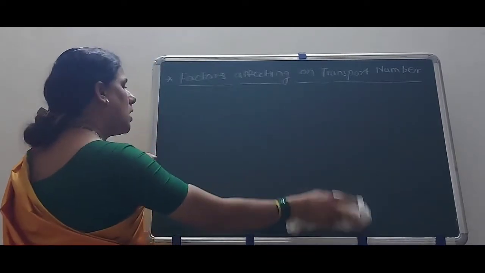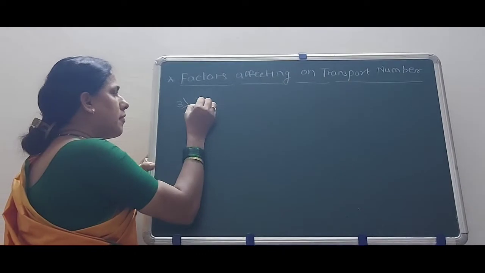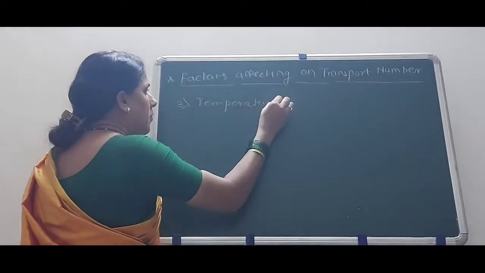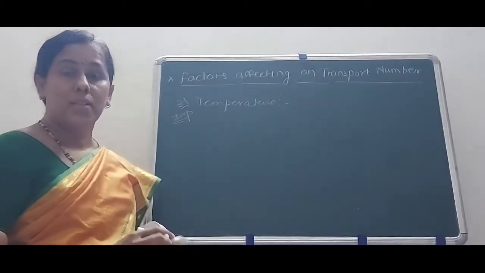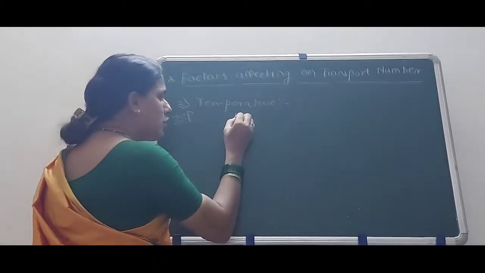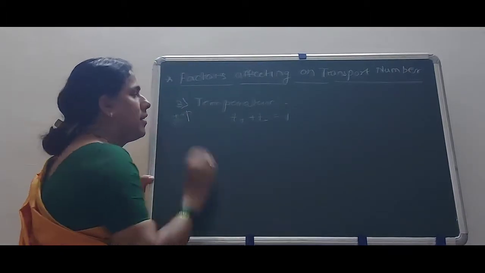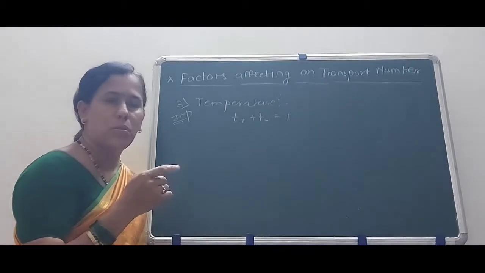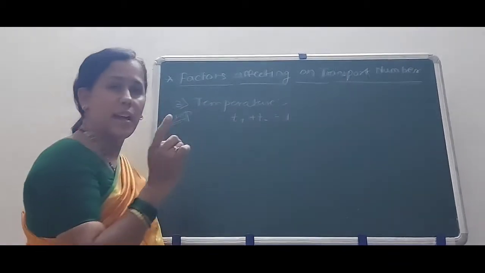Okay, now the third factor is temperature. Important. As far as the transport numbers of cations and anions are considered, we know the equation T plus plus T minus is equal to 1. That is, the transport numbers of cation and anion always sum to 1, so each number is less than 1.